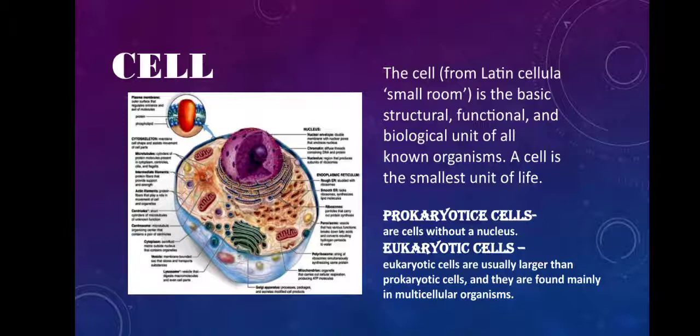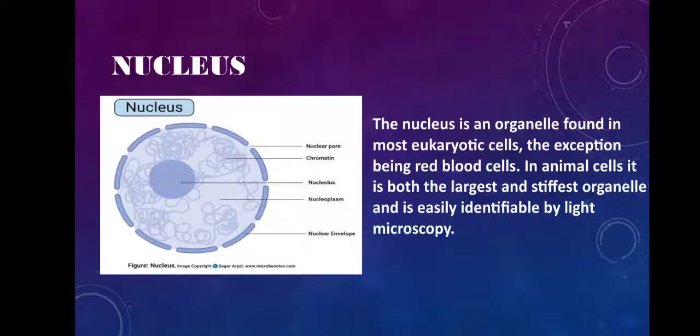The second one is the eukaryotic cell. Eukaryotic cells are usually larger than prokaryotic cells, and they are found mainly in multicellular organisms. Eukaryotic cells also contain other organelles besides the nucleus. An organelle is a structure within the cytoplasm that performs a specific job in the cell. Organelles include mitochondria. Here are the parts of the cells and their functions.